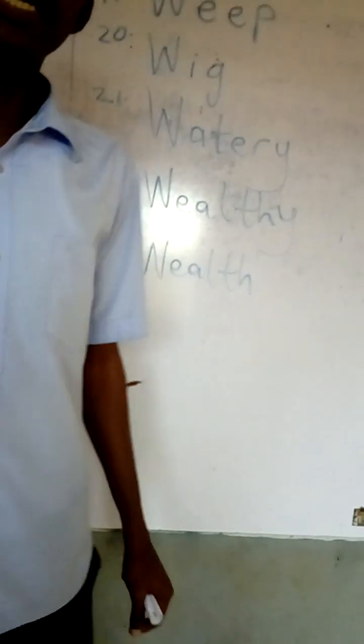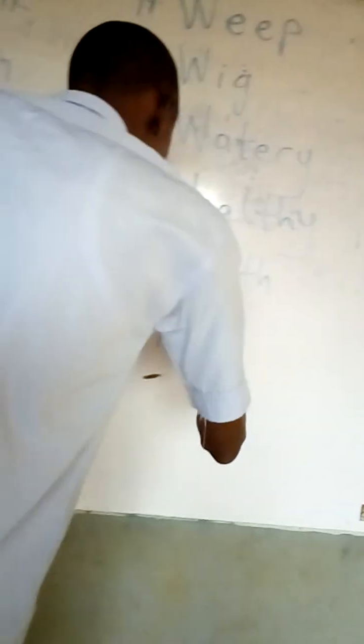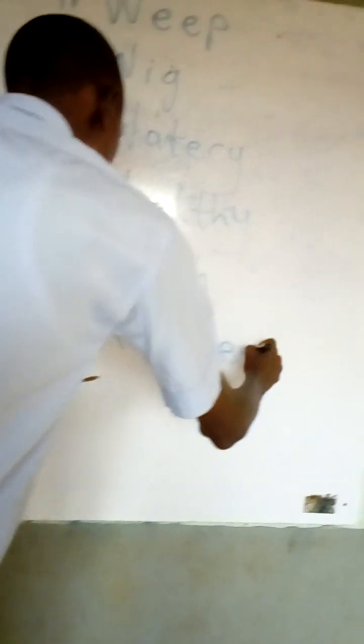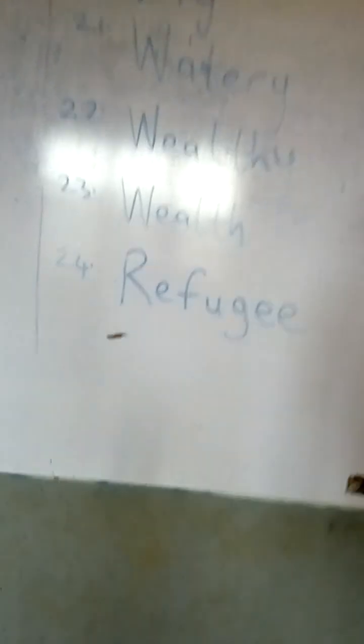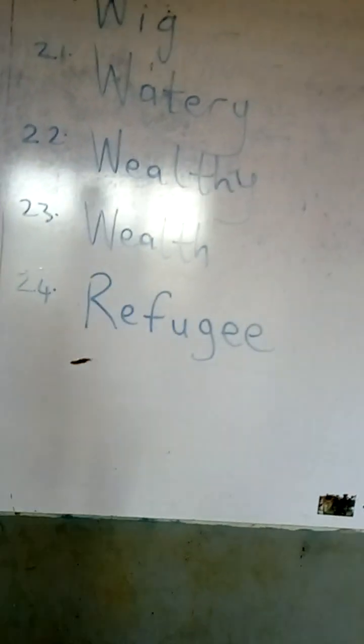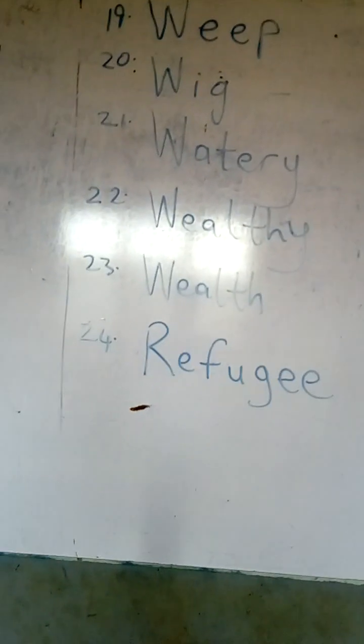R-E-F-U-G-Y. You are wrong. Refugees. R-E-F-U-G-E. This is the spelling of refugee. Refugee. R-E-F-U-G-E. Now, I've given you 24 words this afternoon.